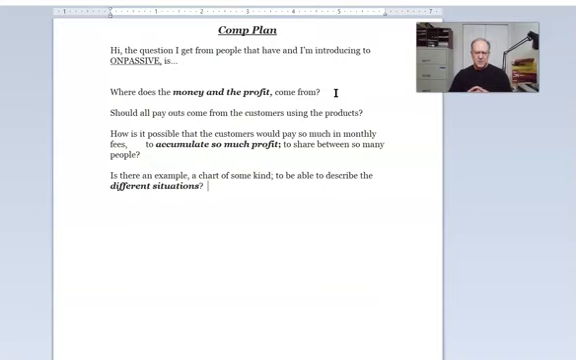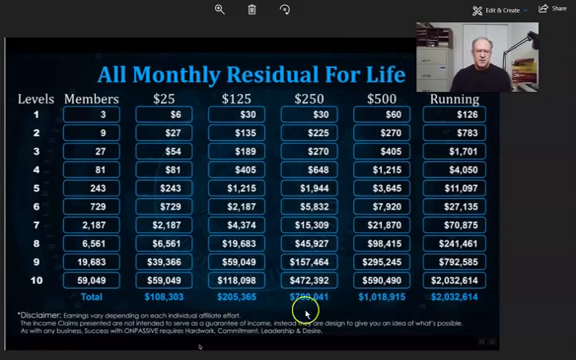I'll get into the money part of it a little bit more, but let's go to this question right here. How is it possible that the customer would pay so much in monthly fees to accumulate so much profit to share between so many people? And again, let's run over to the compensation program very quickly.